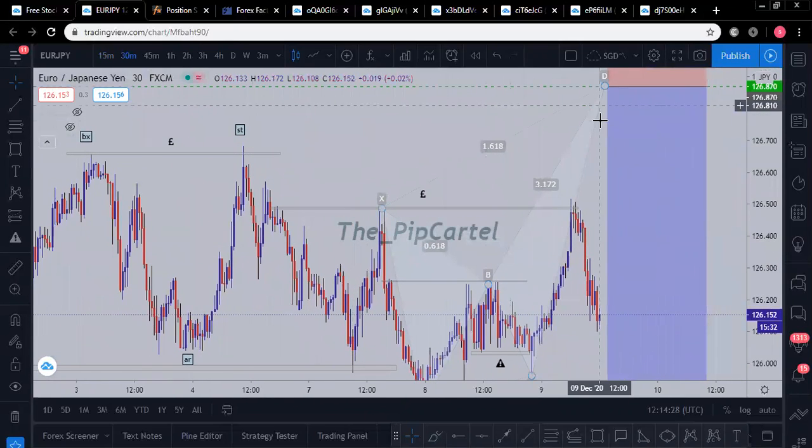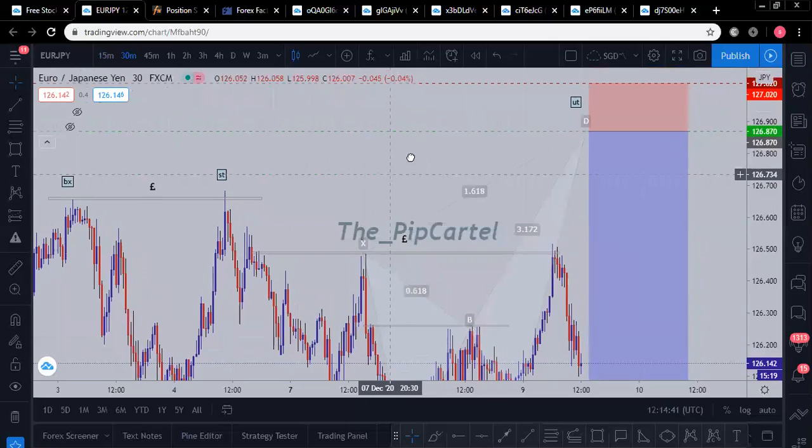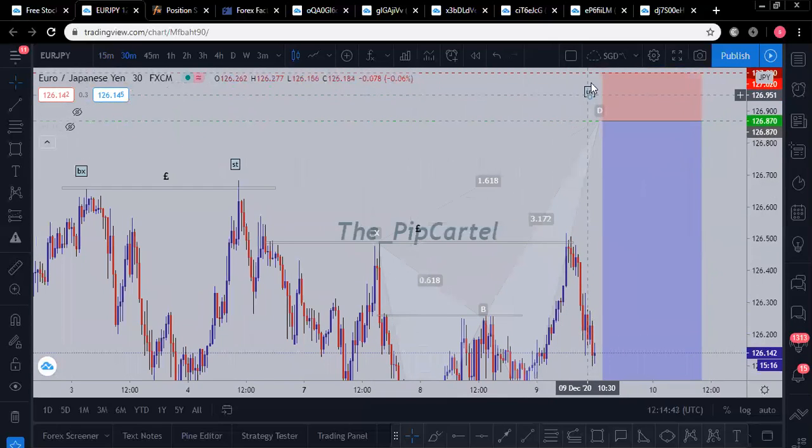Now the reason for this entry is, number one, you can see this crab harmonic pattern here. And once it's on it, this is definitely a D-leg. You can see this is just lining up perfectly. And of course, I'm also expecting a UT, an upthrust, right here.